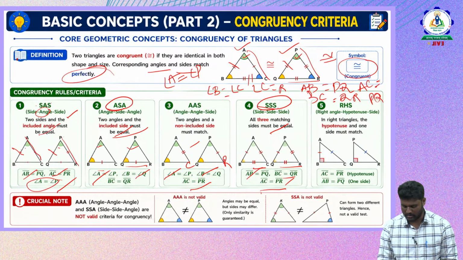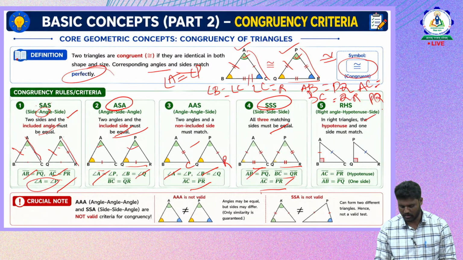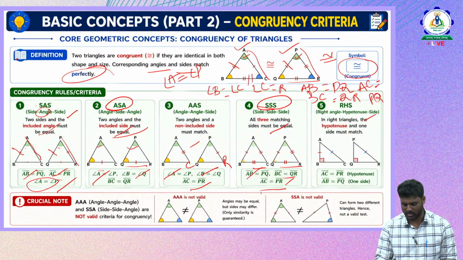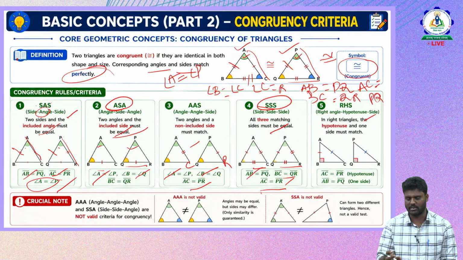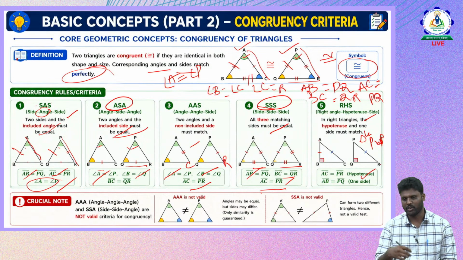Then another one is right angle hypotenuse side. This is another property where in a right angle triangle the hypotenuse and one side must match. One side and the hypotenuse should match in a given right angle triangle like ABC and PQR. The hypotenuse is AC in triangle ABC, and the hypotenuse is PR in triangle PQR. Both are similar, so we say that the hypotenuse is equal and matching.